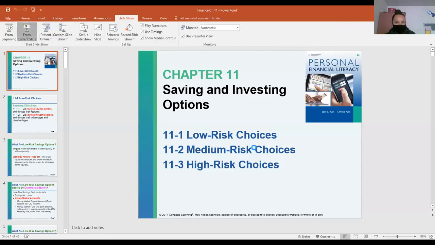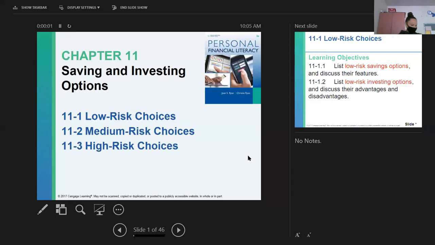Okay, so here, chapter 11, we're going into the saving and investing options. Chapter 10, we just did the basics of saving and investing, and then we talked about the reasons, the principles, and different strategies. In this chapter, we're going to break down the low risk, medium risk, and high risk choices, starting with low risk today.